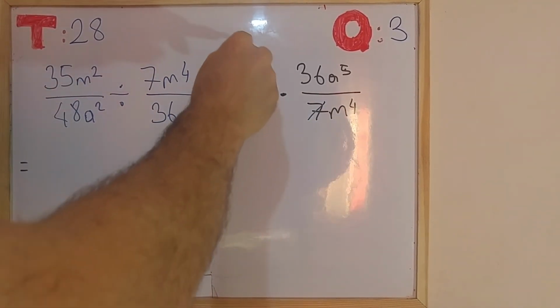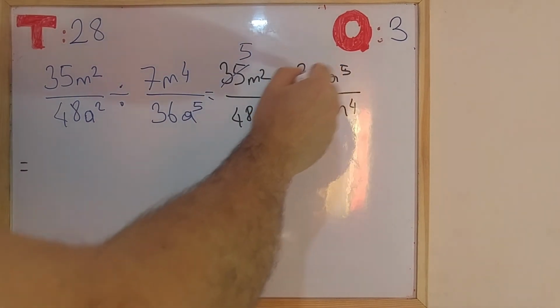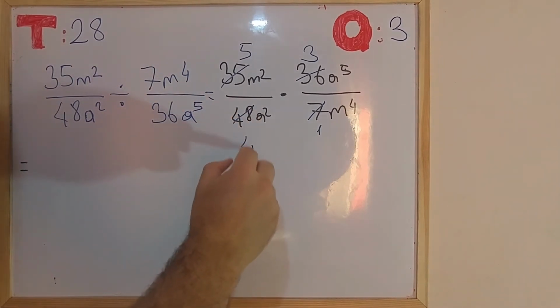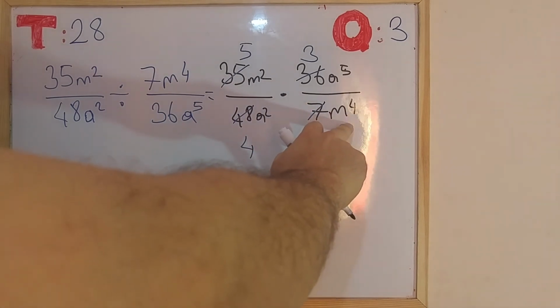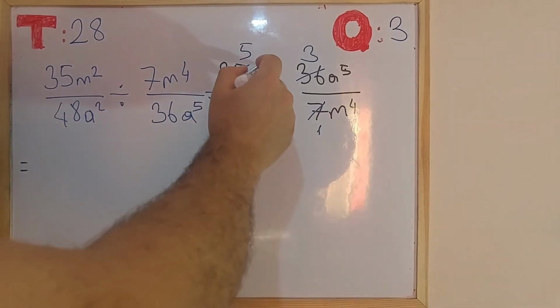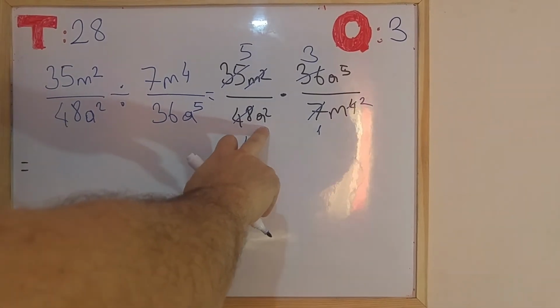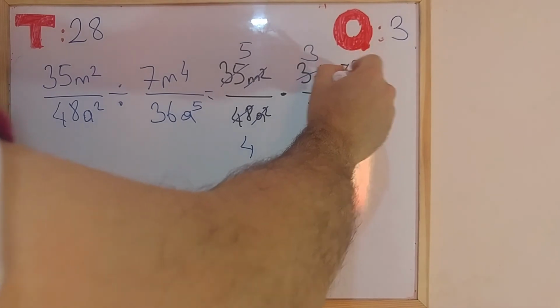7, 35, this is going to be 5, this is going to be 1. And 36 is going to be 3 when you divide by 12. 48 is going to be 4. Now I have here m squared and I have m to the 4 here. So this is going to be gone and this is going to be squared. I have a squared here and a to the 5 here. This is going to be gone. This will turn into cubed.